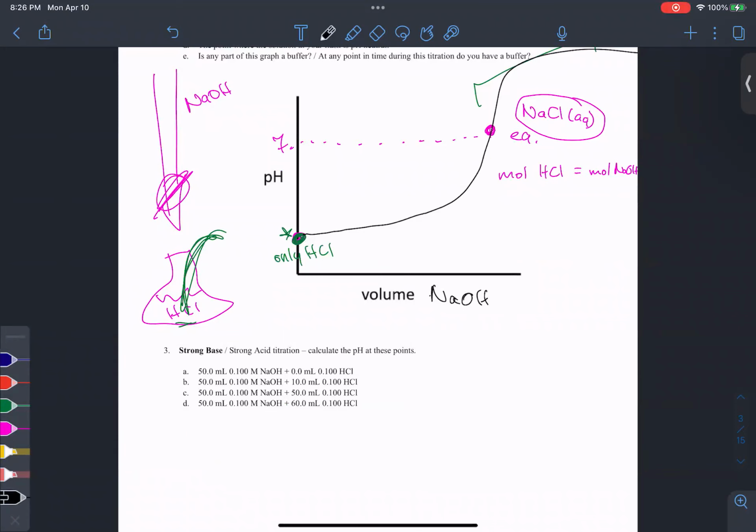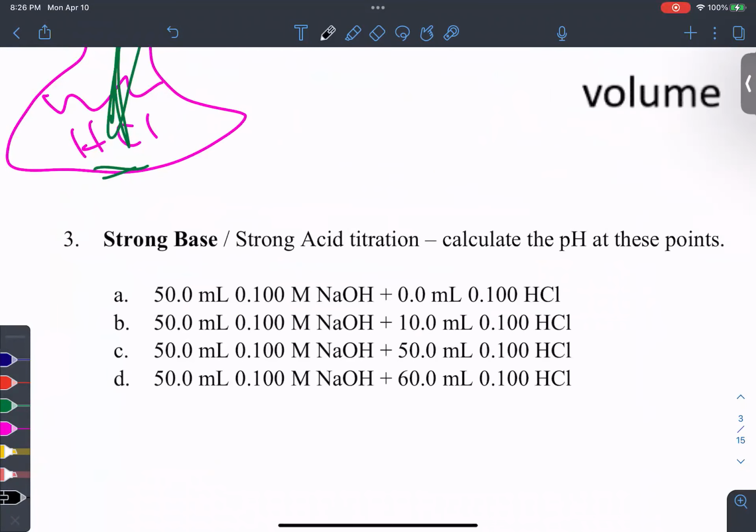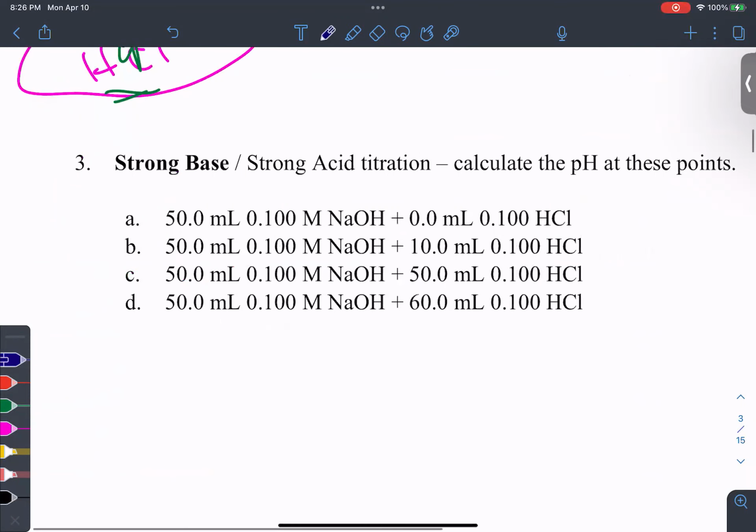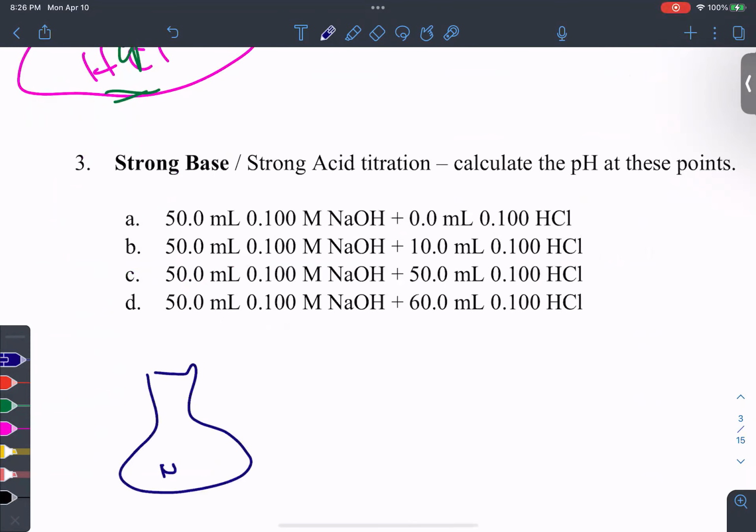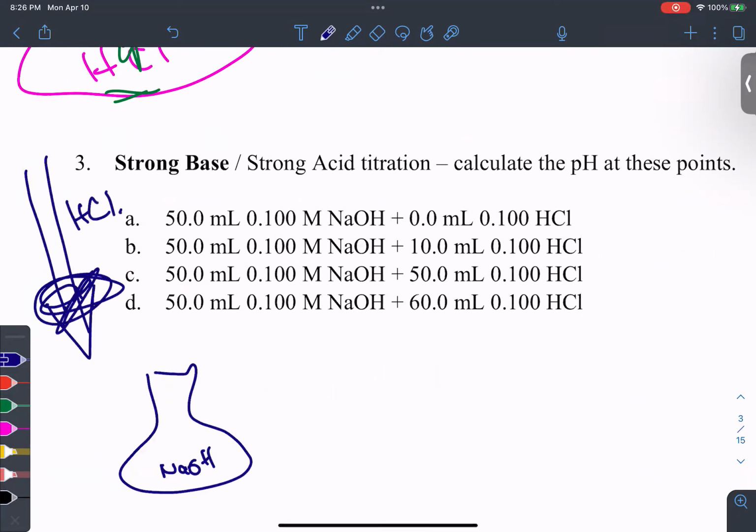Okay, all right, so let's not actually do the calculations, but let's just think through how we would calculate the pH of these things. I've changed it a little bit. I'm going to put sodium hydroxide in the flask this time, and I'm going to titrate with an acid. But it's no different. We're just going through the titration curve backwards.